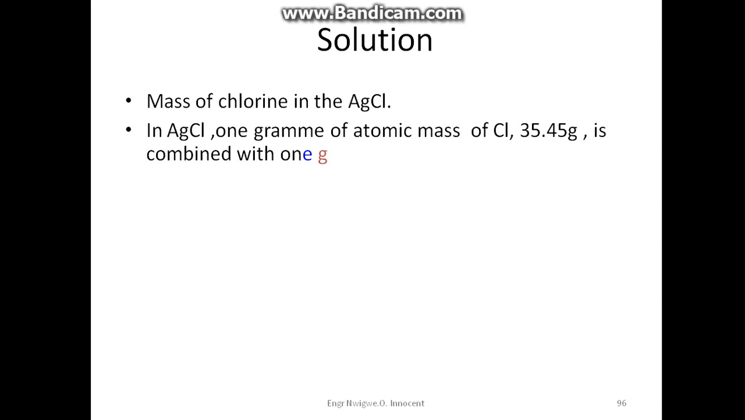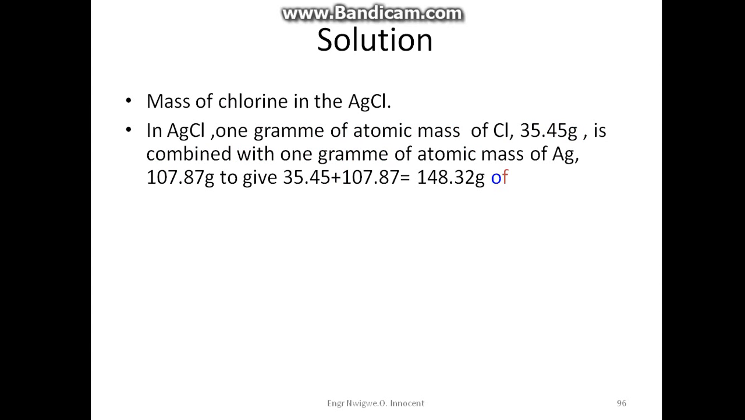Solution. Mass of chlorine in the silver chloride. In the silver chloride, 1 gram atomic mass of chlorine, 35.45 gram, is combined with 1 gram atomic mass of silver, 107.87 gram, to give 35.45 plus 107.87, which gives us 148.32 gram of silver chloride. 35.45 gram of chlorine is contained in 148.32 gram of silver chloride.